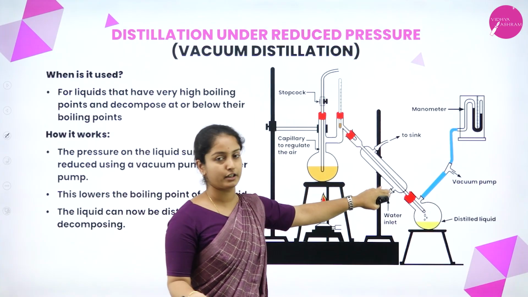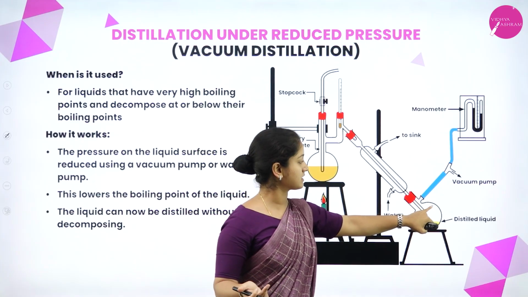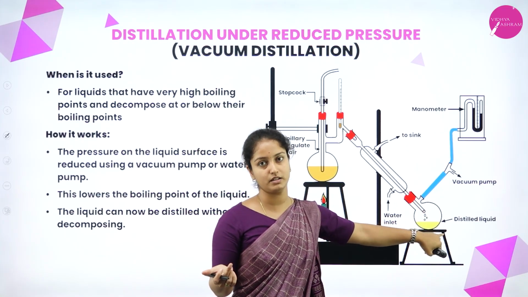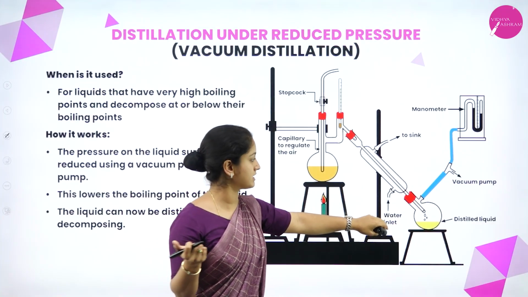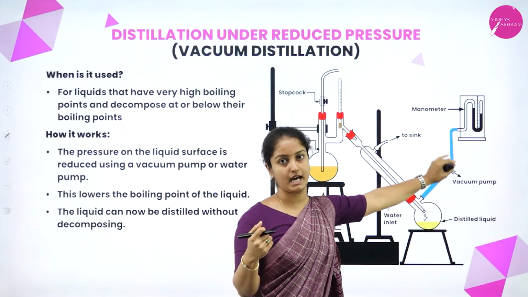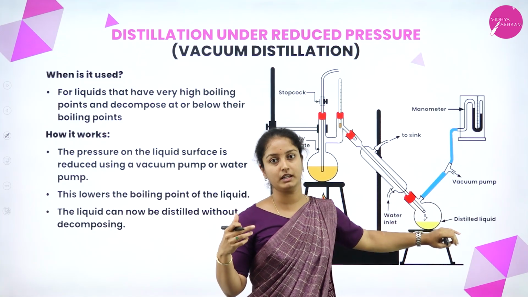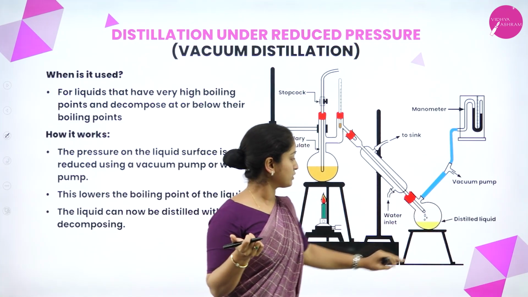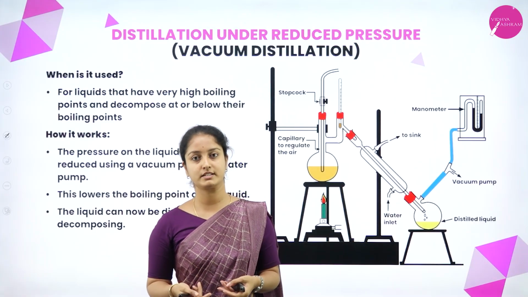Then again it is connected to the condenser unit. After the condenser unit, it is connected to the other round bottom flask to collect the liquids, to collect the desired components. This is connected to the vacuum pump which has a measuring unit, a manometer, to reduce the pressure of the organic liquid. So this is how the experimental setup goes. Let us see how it works.